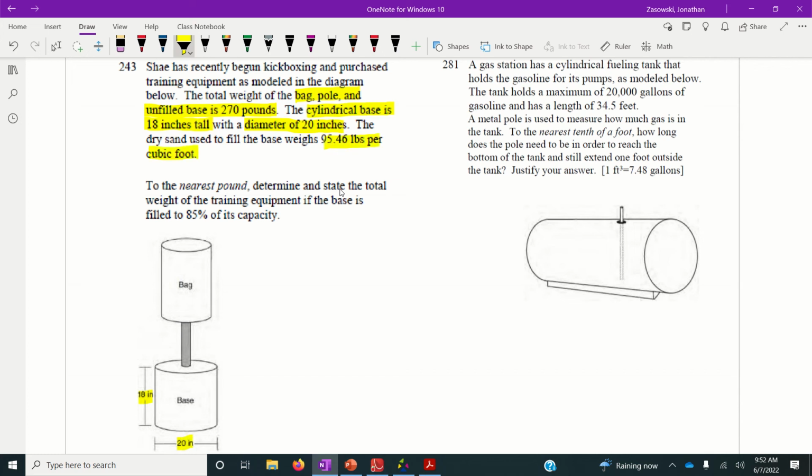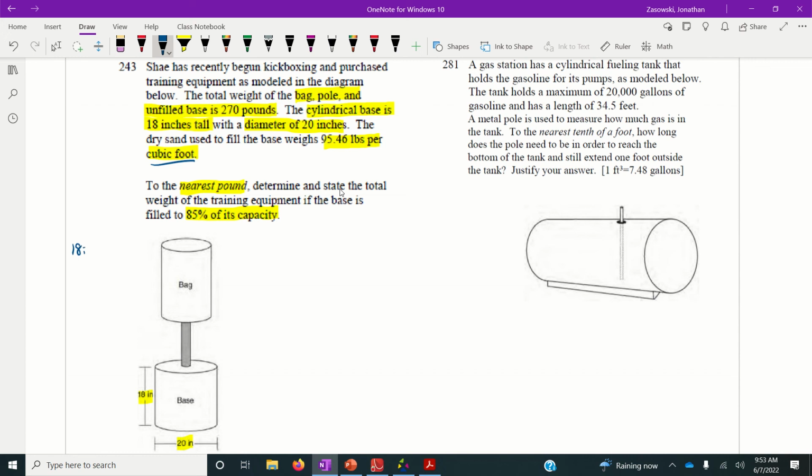Oh, we got a problem. We got inches and feet here, so we've got to do the conversion. To the nearest pound, determine and state the total weight of the training equipment if we're filling it to 85% of its capacity. Okay, so a couple things we know. We've got to convert. Because we're doing pounds and pounds are in feet, we want to convert to feet. So we're going to do that right away.